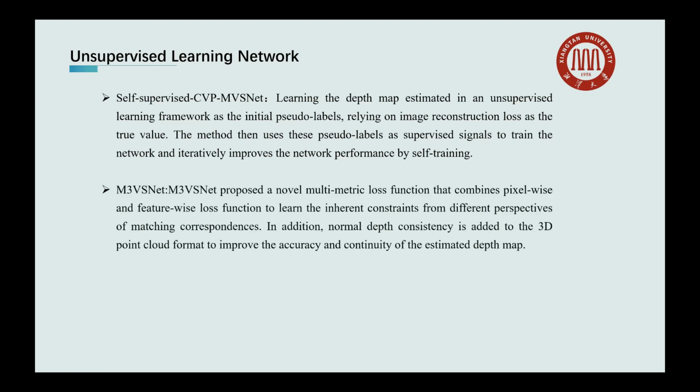Then, M3VSNet proposed a novel multi-metric loss function that combines pixel-wise and feature-wise loss functions to learn the inherent constraints from different perspectives of matching correspondences. In addition, normal depth consistency is added to the 3D point cloud format to improve the accuracy and continuity of the estimated depth map.